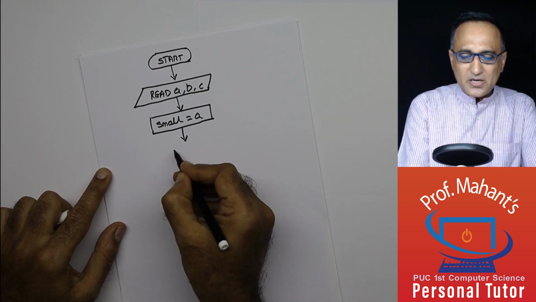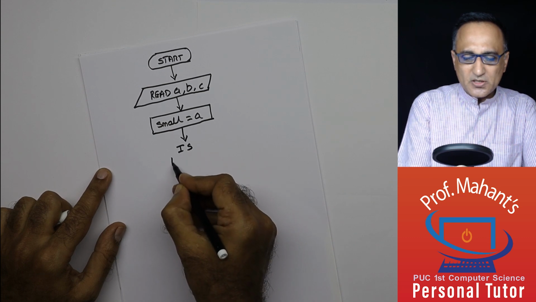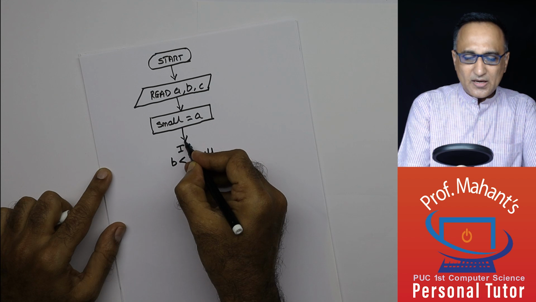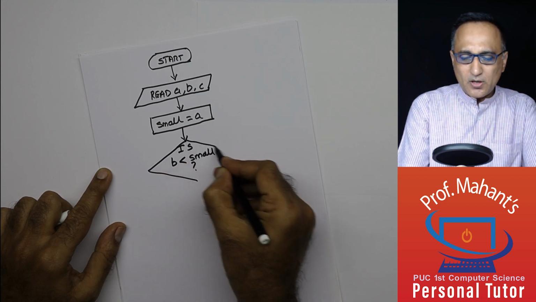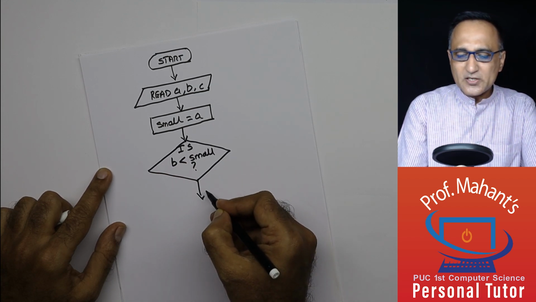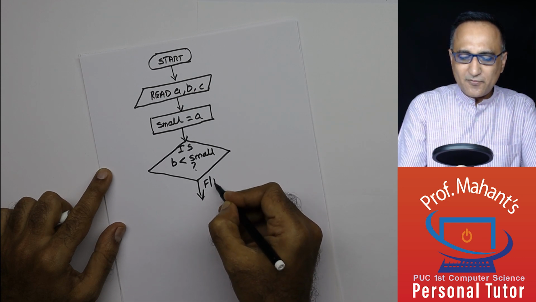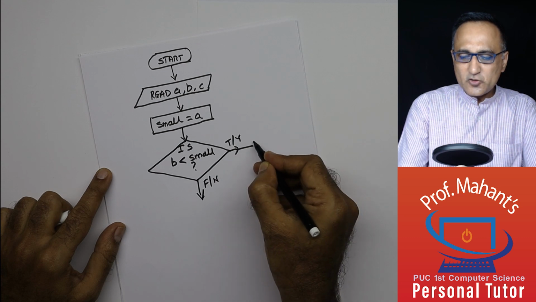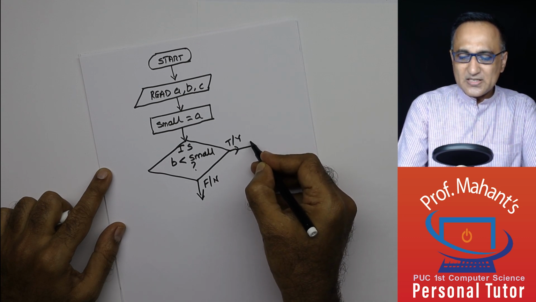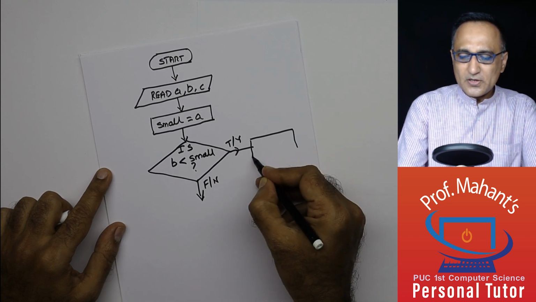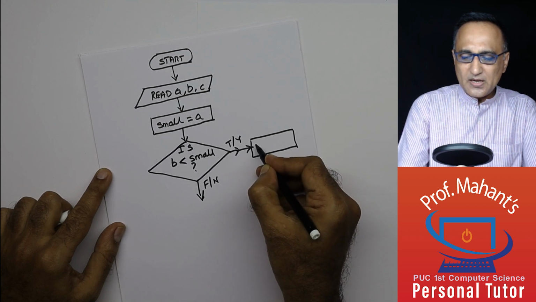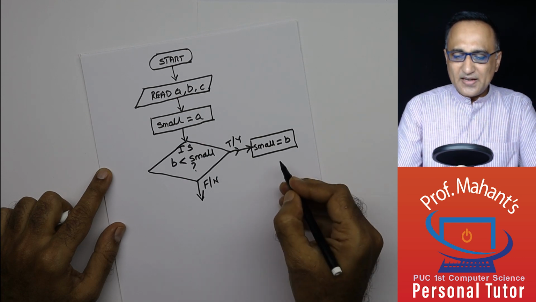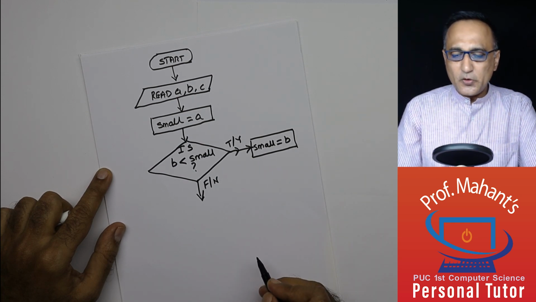When I am processing B, I am going to ask the question, is B less than small? If B is less than small, it has to be either true or false. So let this be false or no. Let this be true or yes. If it is true, then I am going to change the value of small. I am going to say small is B. Then let me leave this hanging. I'll show you what we do next.